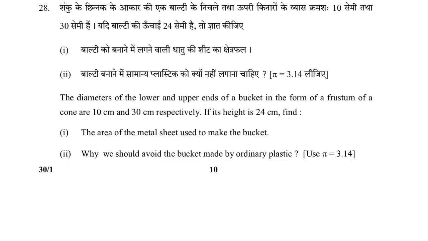28th question. This is on surface area and volumes. The diameters of the lower and upper ends of a bucket in the form of a frustum of a cone are 10 centimeter and 30 centimeter respectively, and its height is 24 centimeter. We need to find, first, the area of the metal sheet used to make the bucket, and second, why we should avoid the bucket made by ordinary plastic.